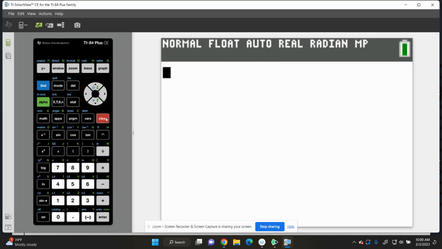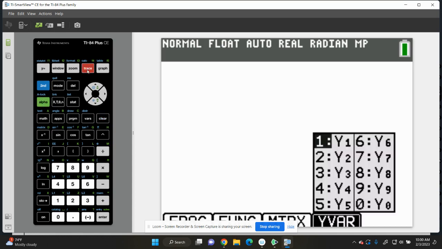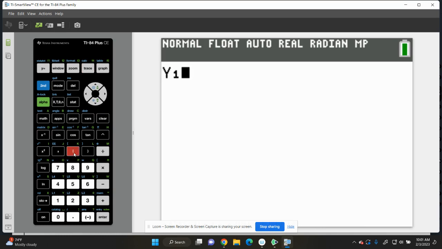Now to get Y1, you press the alpha and the trace button, and then you choose Y1. And then you do parentheses, whatever value you're trying to evaluate. So I want to evaluate it at x equals pi. If it's in your Y1, you can always go through and do the calculate value.